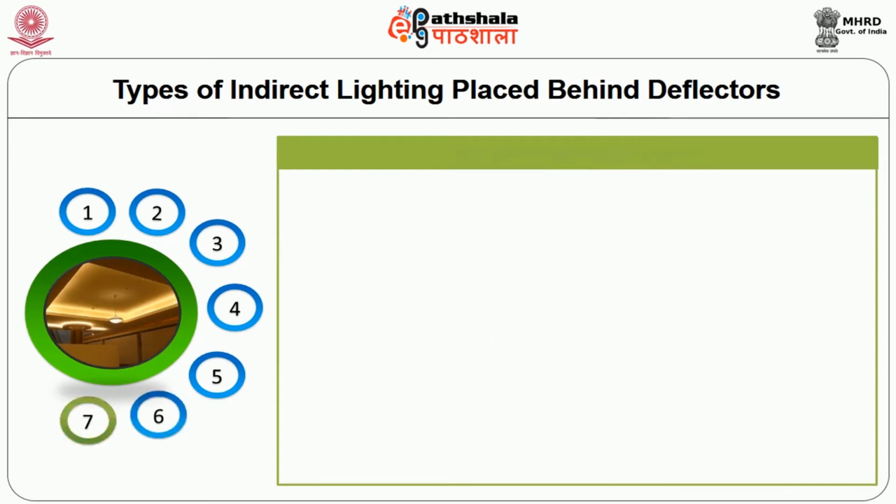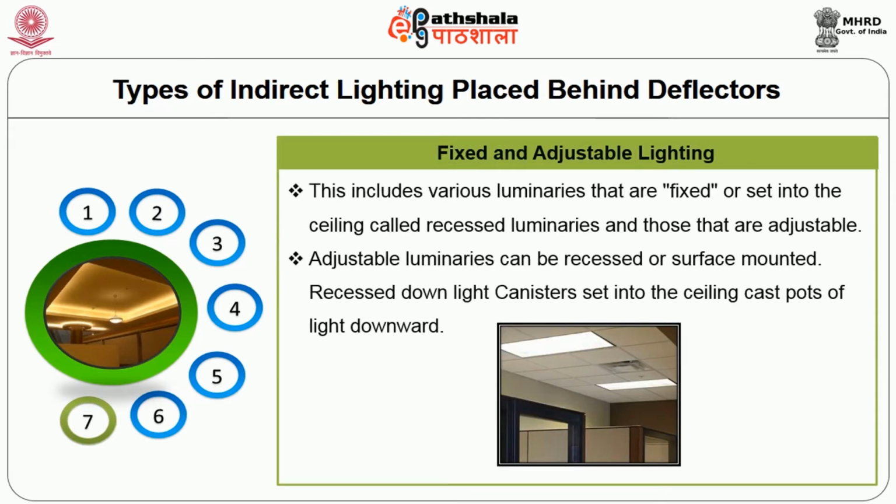The next one is fixed and adjustable lighting. This includes various luminaires that are fixed or set into the ceiling, called recessed luminaires, and those that are adjustable. Adjustable luminaires can be recessed or surface mounted. Recessed downlight canisters set into the ceiling cast pools of light downward.